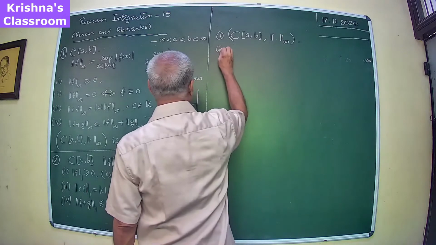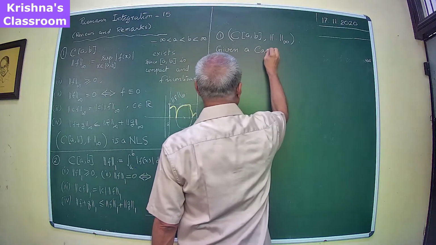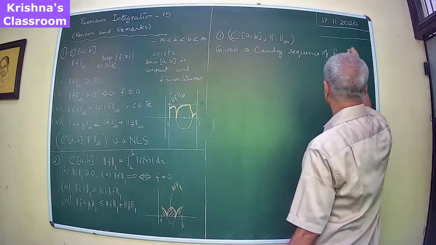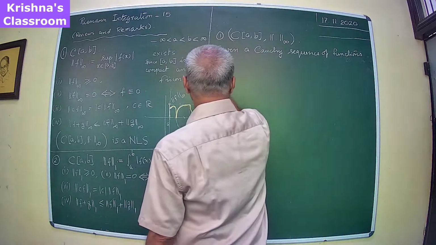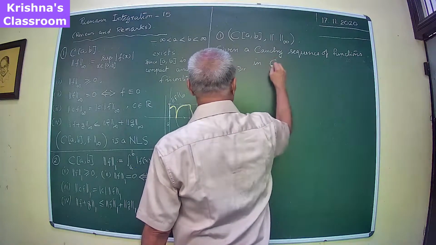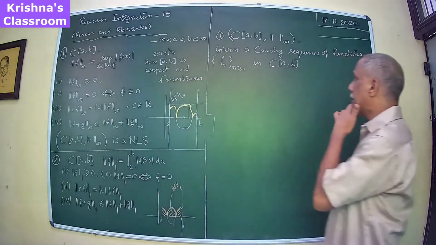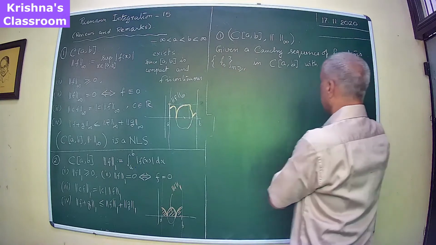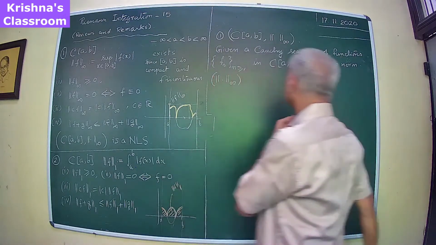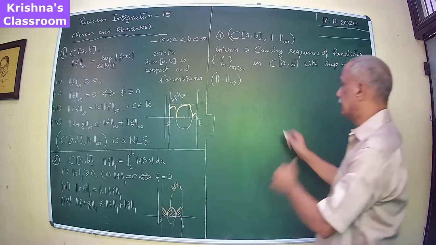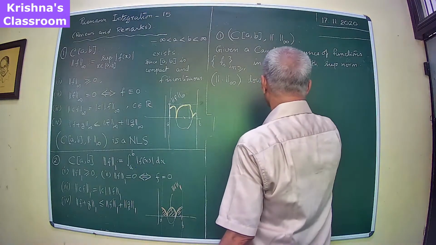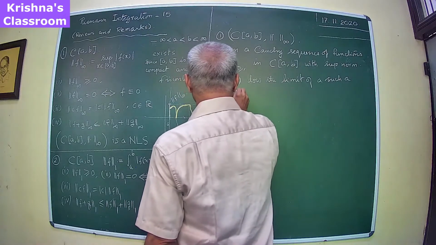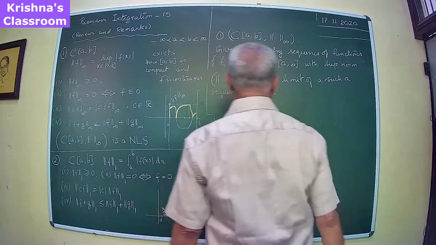So given a Cauchy sequence of functions Fn in C[a,b] with sup norm, namely, does the limit of such a sequence exist in C[a,b]?